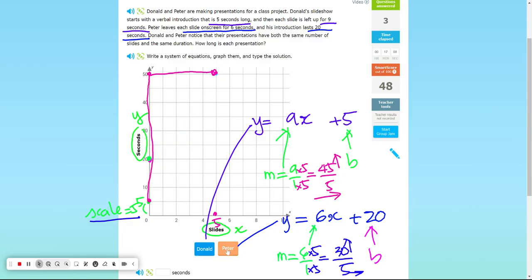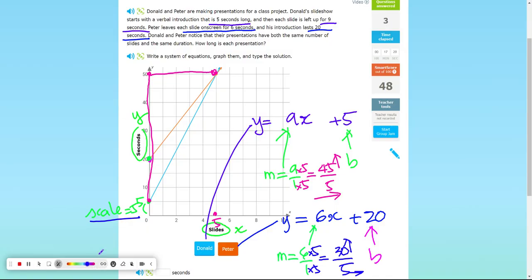Ooh, I did not click on the tool. So go back and fix Donald. Donald stays at number 5 and then up 45, go to the right side 5. Okay, now click on Peter, start at 20, up 30, and then go to the right side 5 units. Alright, so you can see it right there.